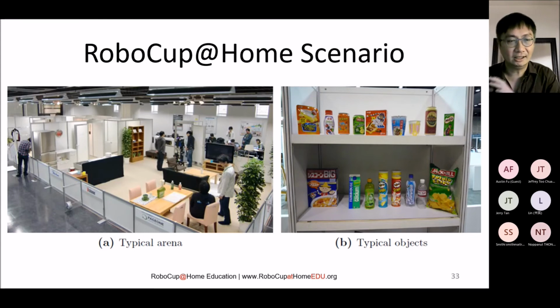Then the robot is supposed to interact with some commonly used household items, for example, mineral water, can bottle, some snacks, potato chips, milk bottle, milk carton, and some sweets and so on. So these are all the typical household objects that will be involved in the task.